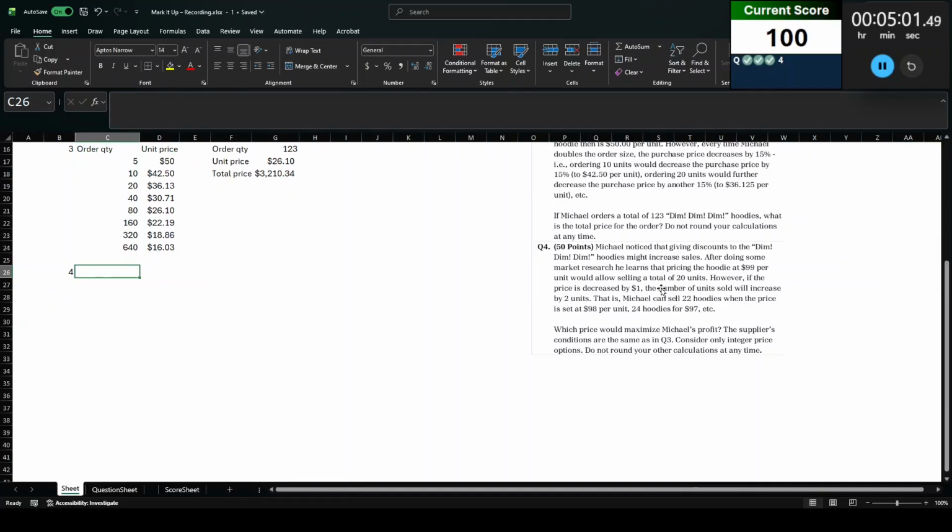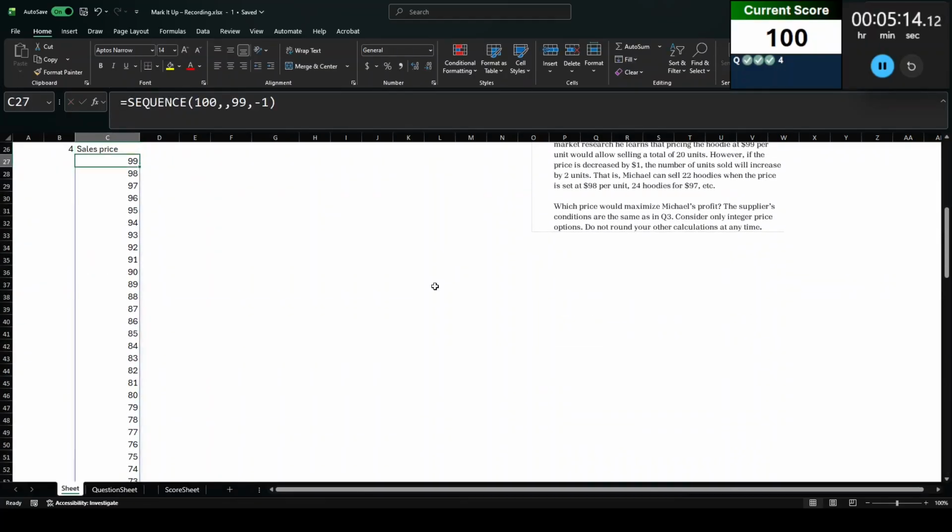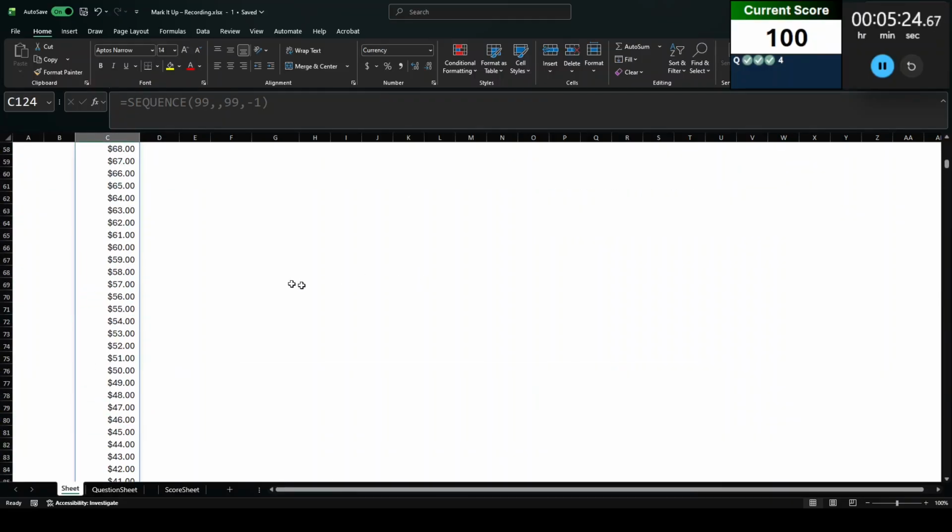All right, so we are going to set the sales price. We're going to take a look at all the sales prices from $99 all the way down to $1. So we're going to do a sequence of 100 rows starting at 99 and going -1 each time. Oh, that's actually going down to 0. I'm going to guess he's not going to sell for a price of 0. So we'll do 99 rows, and that'll take it down to 1. All right, so that's the sales price.